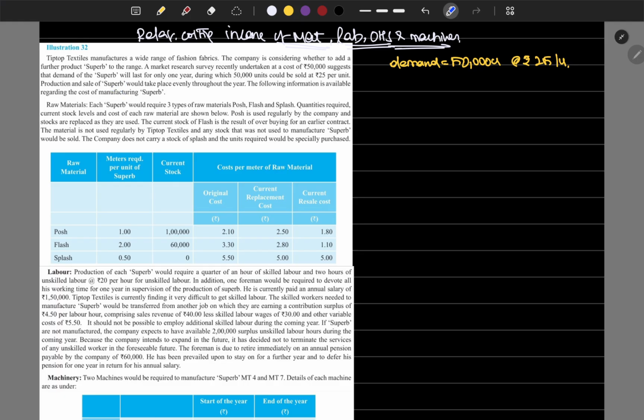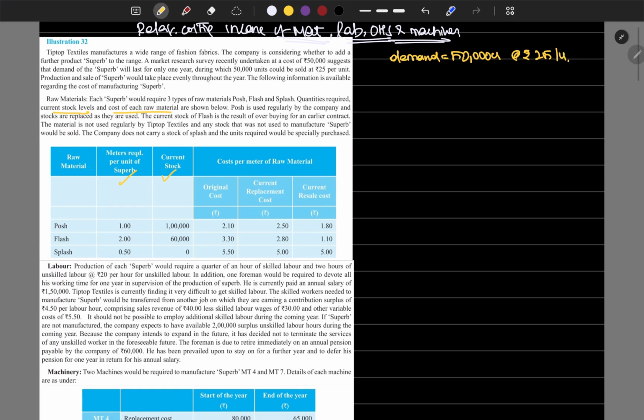The following information is available regarding the cost of manufacturing Superb. They have given the raw material details first. Each Superb would require three types of raw materials: Posh, Flash, and Splash. Quantities required, current stock levels and the cost of raw materials are shown below. They have given how many units are required to make 1 unit of Superb, the current stock level, and the cost per meter of raw material. They have given the original cost, current replacement cost, and current resale cost, realizable value, everything given.